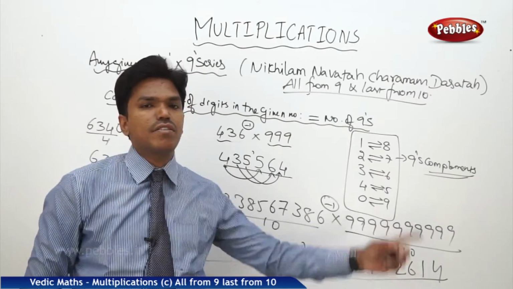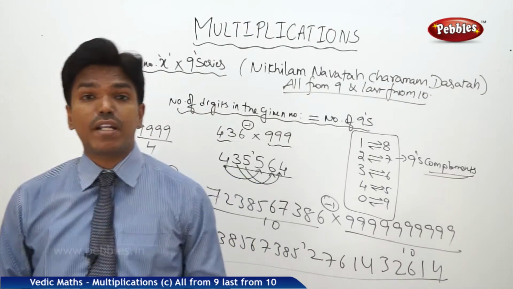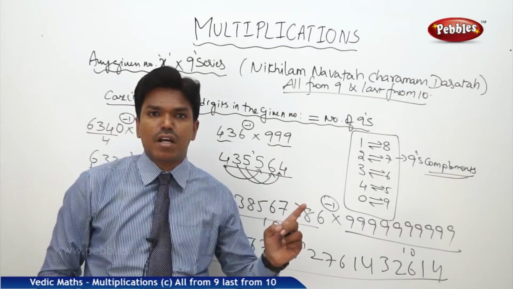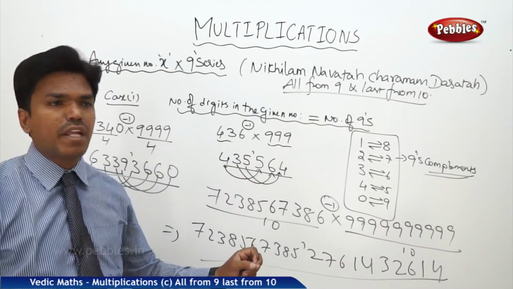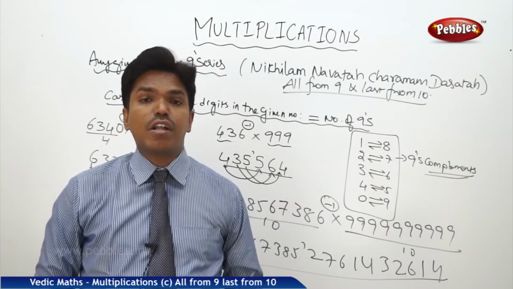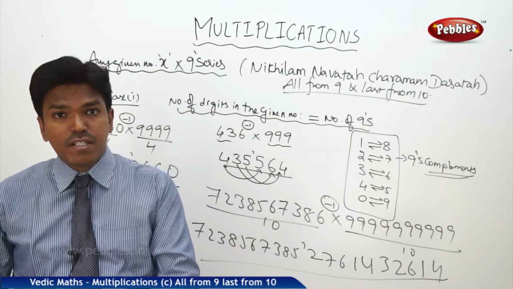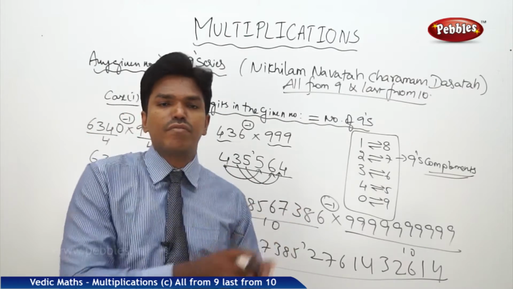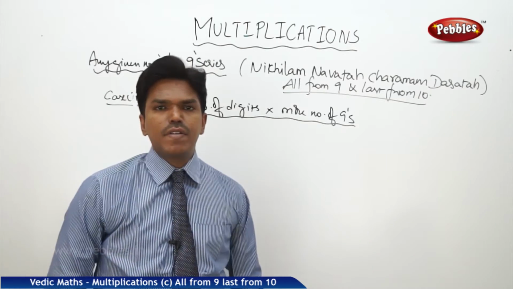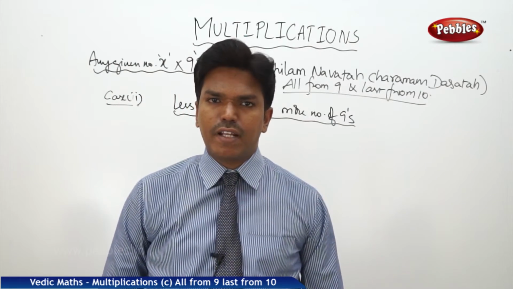So this much big answer we are going to write within seconds. Yes or no? So that's the advantage of Nikhilam Navataścaramaṁ Daśataḥ, all from 9, last from 10, in case of multiplication by series of 9s. Now we will see the second case, that is nothing but less number of digits multiplication by more number of 9s.